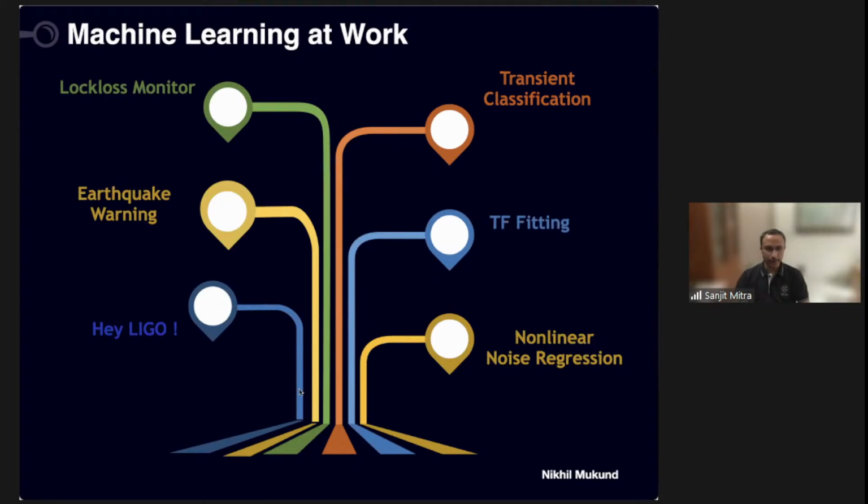My student Nikhil Mukund picked up different skills in machine learning, and these are some of the ways in which machine learning techniques were used, like an earthquake warning system, so that you predict that an earthquake is coming, and the detector goes to a state where it can come back to the normal operating point very soon, because an earthquake would destabilize the detector for some time. It may take a little longer otherwise to come back, and things like that.